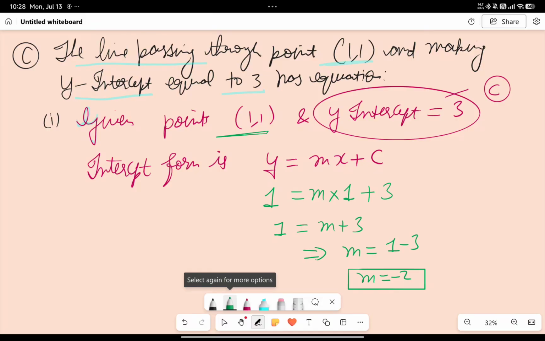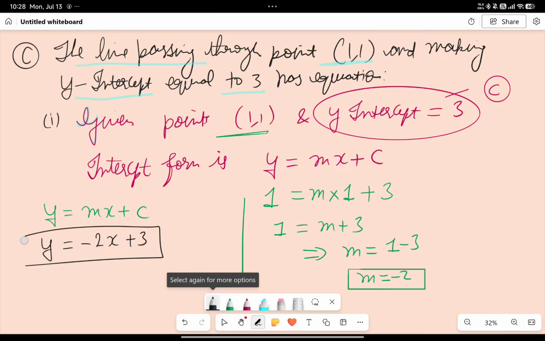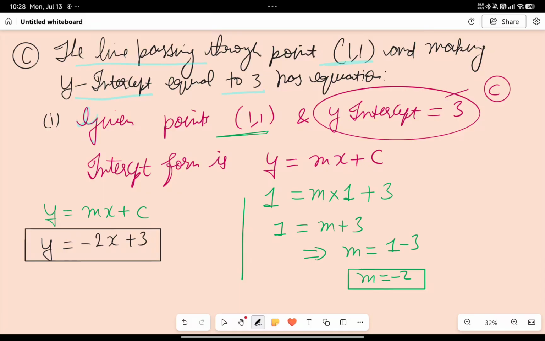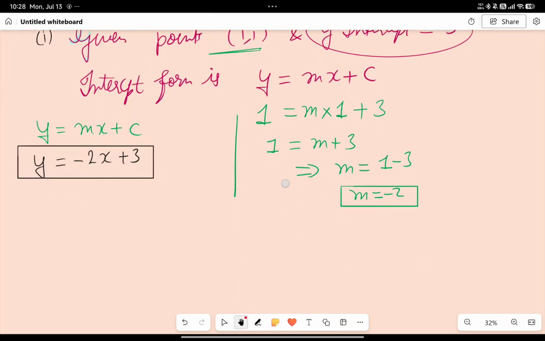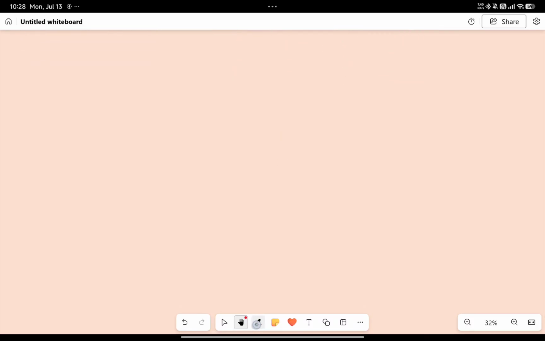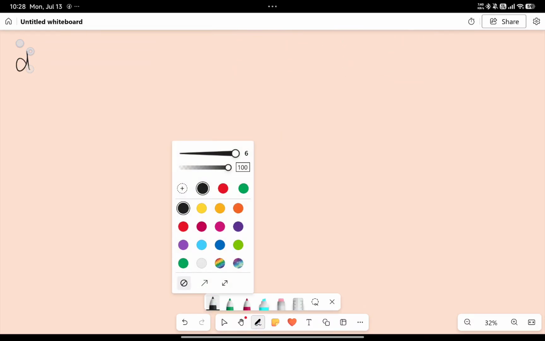Now if you write this equation, y equal to mx plus c, putting the values, m is minus 2 and c is nothing but 3. So y equals minus 2x plus 3. This must be the answer. So the option is the third one. You can check in your book, both of you. Fine. Now let us move to the D part.